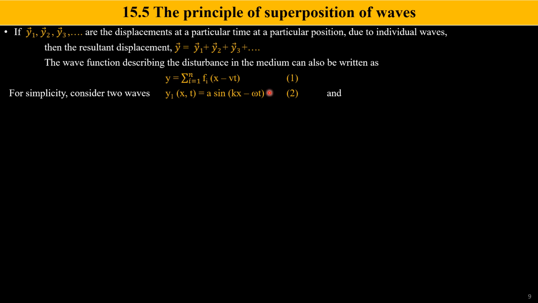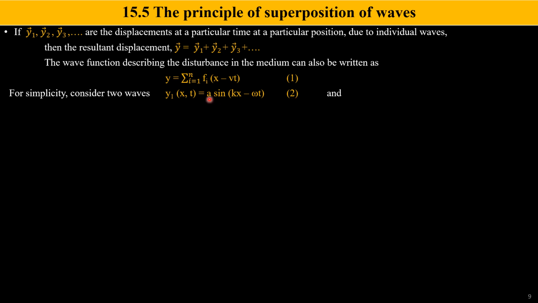Their wave speed will be identical. Let us further assume that their amplitudes are also equal and they are both traveling in the positive direction of x-axis. Thus, we can represent wave 1 as y1(x,t) = a sin(kx - omega t). Let it be equation 2.